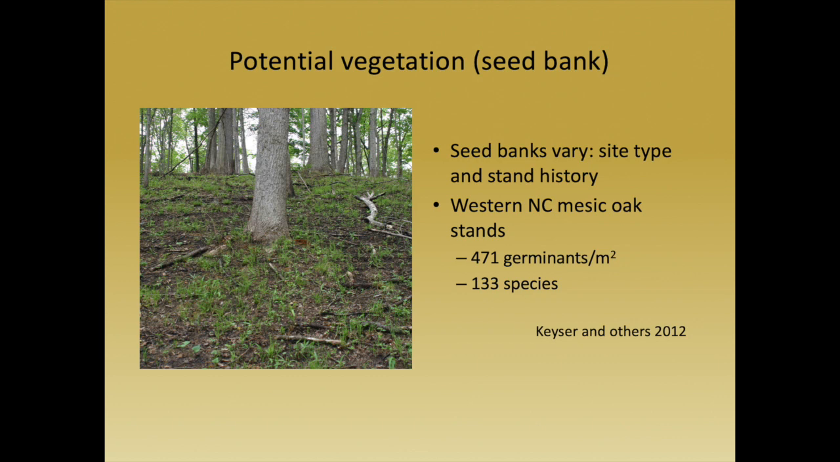Just an example, in a mesic oak forest in North Carolina, Tara Kaiser in a study collected litter and soil, brought it back to the greenhouse, and germinated those seeds to see what was in the seed bank. On average, almost 500 seeds would germinate from a square meter of soil and litter. And it was pretty diverse. 133 species came up in that seed bank study, but that's not always the case. Sometimes seed banks can be depauperate.